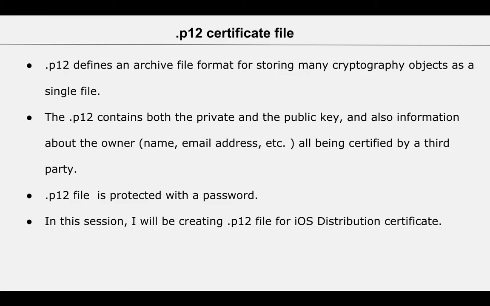P12 contains both the private key and public key and also information about the owner, email address, and linked certificate. That's the reason behind creating the file: when you build and publish using Xcode or using Azure Xamarin or Azure Prime, this P12 file contains all the necessary information by which your build goes directly to that particular app.